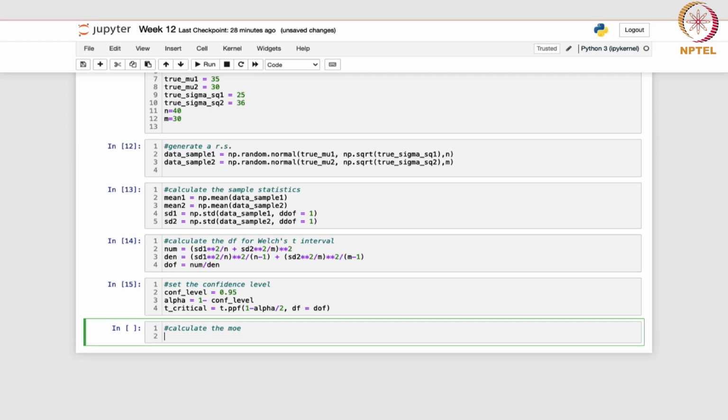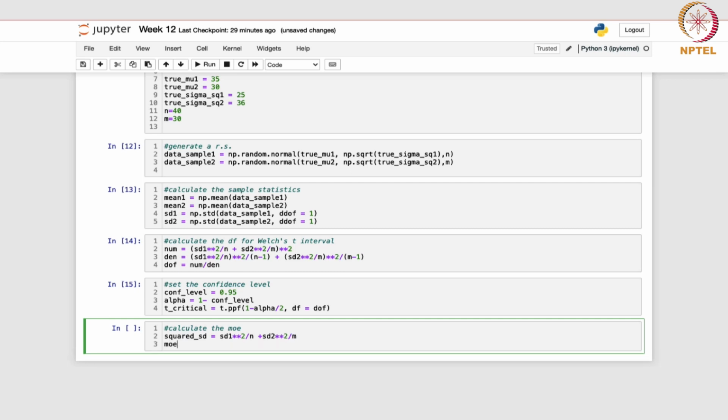So the margin of error here would be squared. First we will calculate the square of this: SD1 squared divided by n, plus the second variance, SD2 raised to the power 2 divided by m.